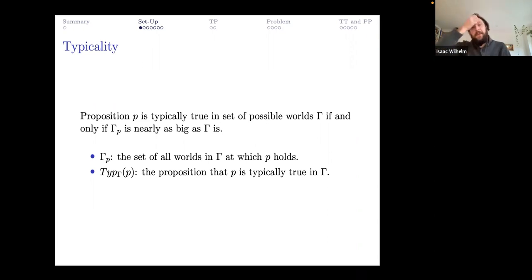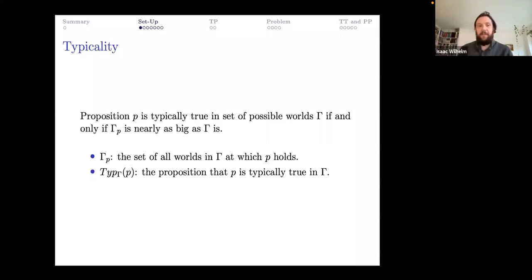I'm going to use today a particular regimentation of typicality talk that is, I think, especially conducive to formulating rationality principles. This is something that Harry Crane and I wrote up in a paper a while ago. This is a formalism that takes typicality to be a one-place sentential operator that applies to sentences to yield a sentence whose meaning, intuitively, is that the sentence the operator is applied to is true in almost all the contextually relevant possibilities.